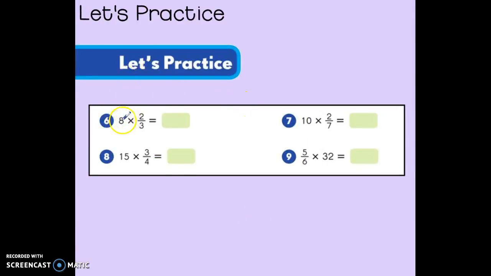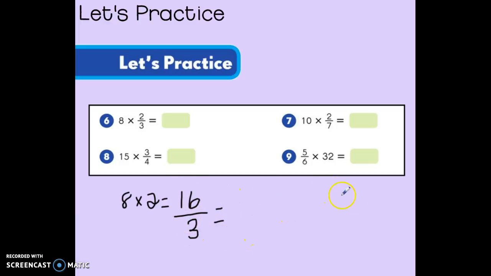Let's do this one. 8 times 2/3. So the first thing I do is 8 times 2. Now in this case, 8 times 2 is 16. And I still want 3 on the bottom. 3 is my denominator. Now I have the improper fraction, 16/3. Now this one I know that 3 does not go into 16 evenly. So when I have an improper fraction, I want to make it a mixed number.